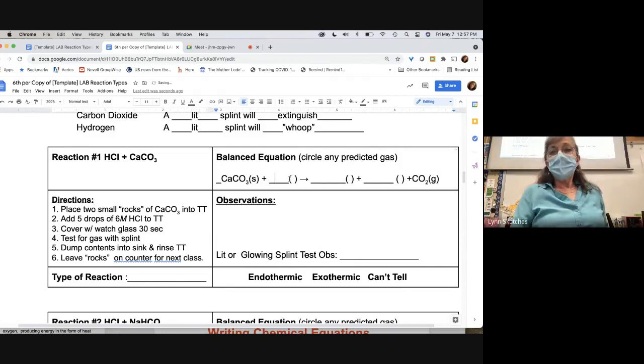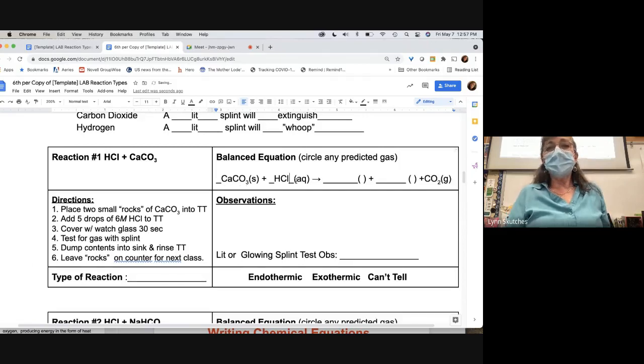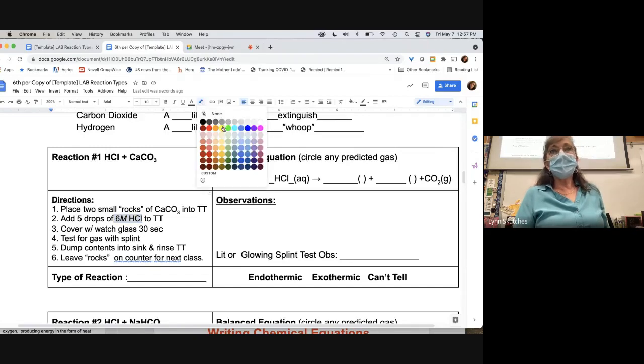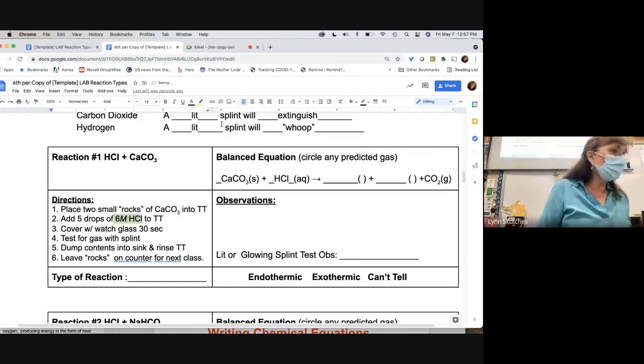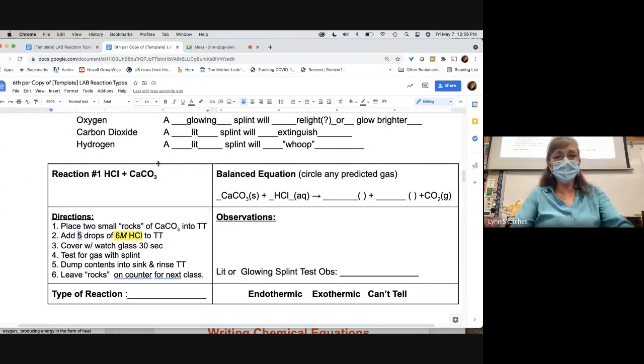We're going to add to the calcium carbonate some hydrochloric acid, HCl. And the acid that you're going to add is the 6 molar. You don't put that in the equation, but I'm telling you. And so it's right here in step number 2. You're going to use some more concentrated acid. And geologists use this in the field all the time to distinguish between quartz and calcium carbonate or marble. It says 5 drops. Just go ahead and switch it to 10. We're going to be wild and crazy.